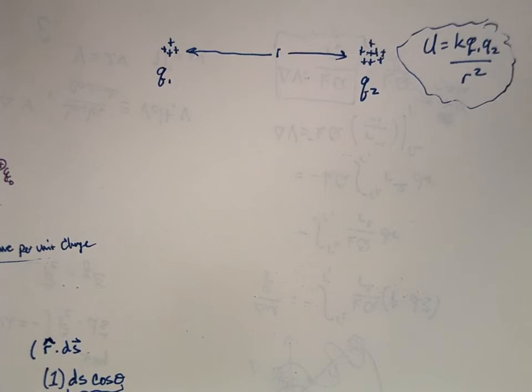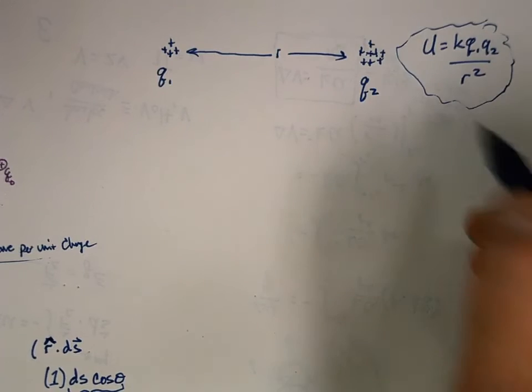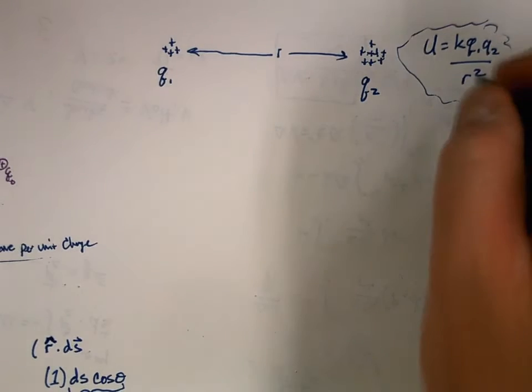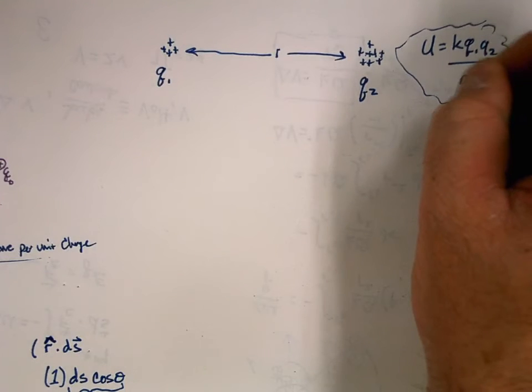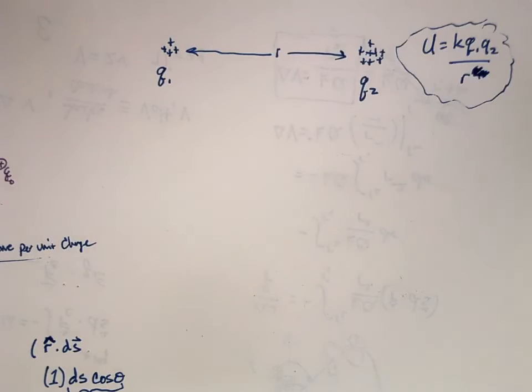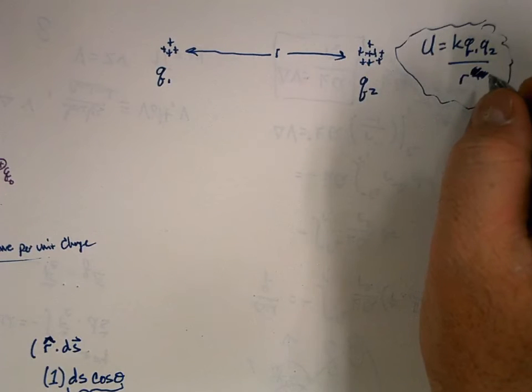Yeah. Okay. Is it just R or R squared? This is just R. Shoot. Okay, what is it if it was R squared? That would have been Coulomb's law, which would have been the force, right? Yes, that was a typo.